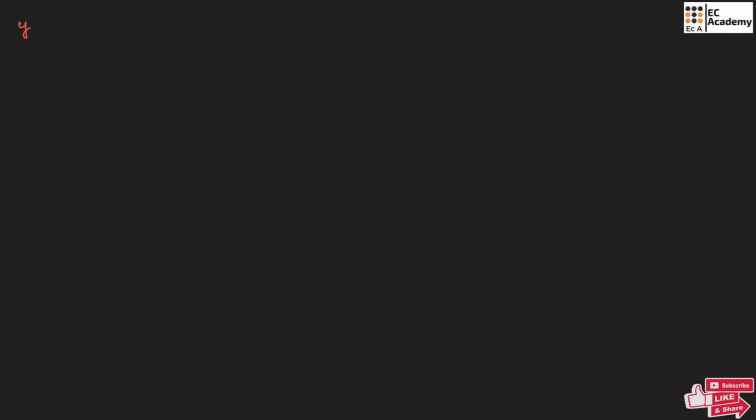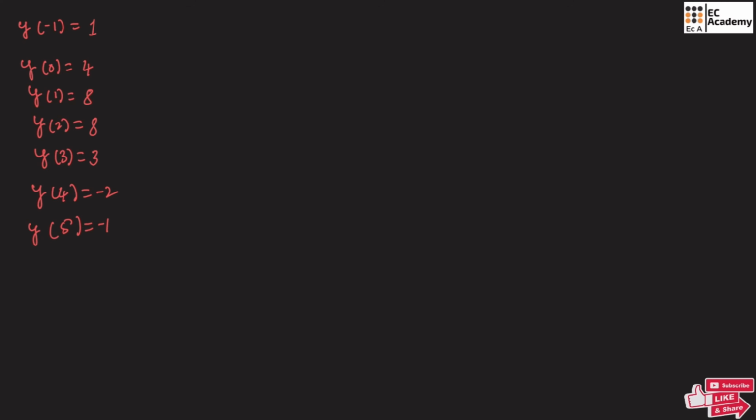So we obtained y of minus 1 as 1, y of 0 as 4, y of 1 is 8, y of 2 is 8, y of 3 is 3, y of 4 is minus 2, and y of 5 is minus 1. This is the value of output at n is equal to minus 1. This is at n is equal to 0. This is at n is equal to 1, n is equal to 2, n is equal to 3, n is equal to 4, and this is the output at n is equal to 5.